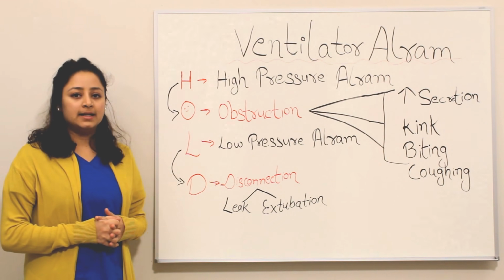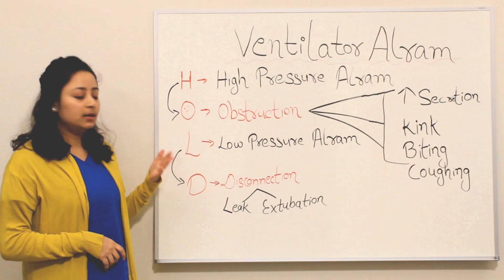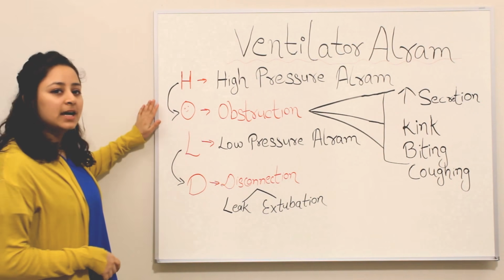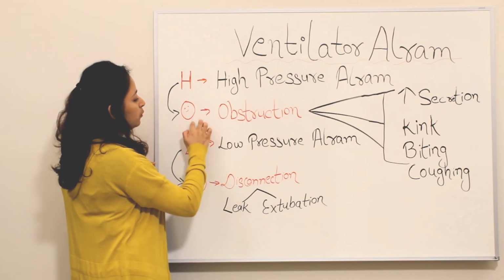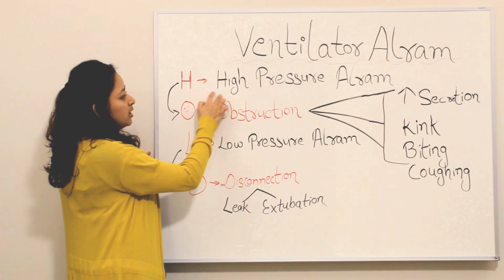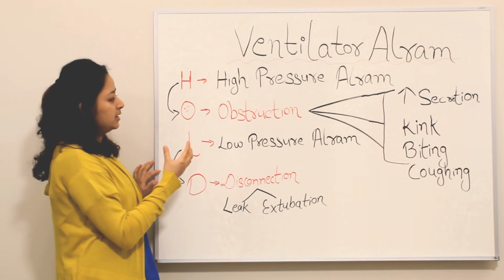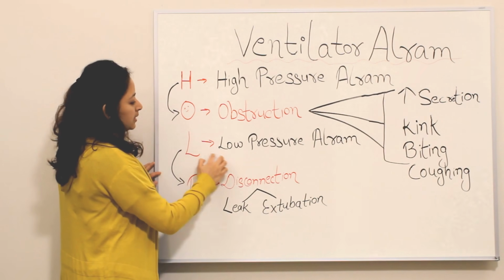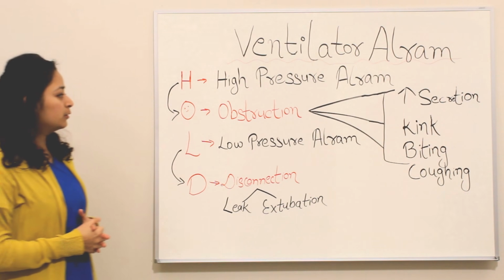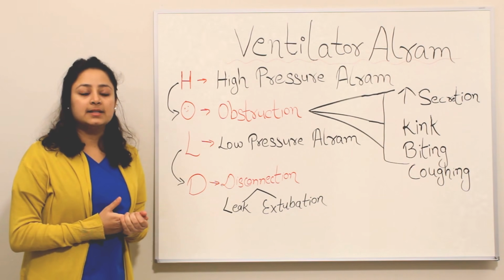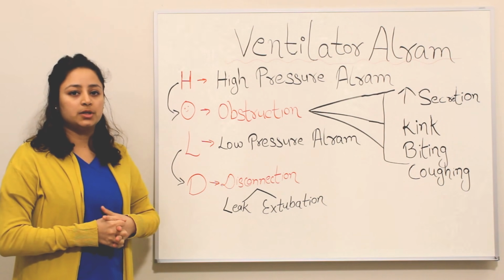So especially for the NCLEX, we have to remember two types of pressure alarm, a high pressure alarm and a low pressure alarm. For this, I want you to remember the word HOLD. H for high pressure alarm and O for obstruction, which means the high pressure alarm sounds due to the obstruction of the tubing in the ventilator, and the low pressure alarm sounds due to the disconnection of the tubing of the ventilator. So especially for the NCLEX, they will ask us the causes of the high pressure alarm or the causes of the low pressure alarm.